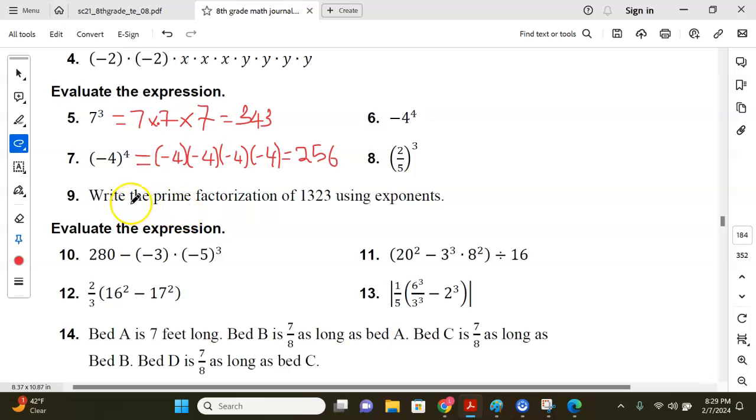Number 9, write the prime factorization of 1323 using exponents. Hope you guys remember the factor tree that we learned from 6th and 7th grades. Okay, so you can take 1323 and you're going to break it down. Well, I can tell you right now, the ending number of this number is a 3, so I'm not going to factor by 2, 4, or 8. So I'm not going to try to factor into an even number.